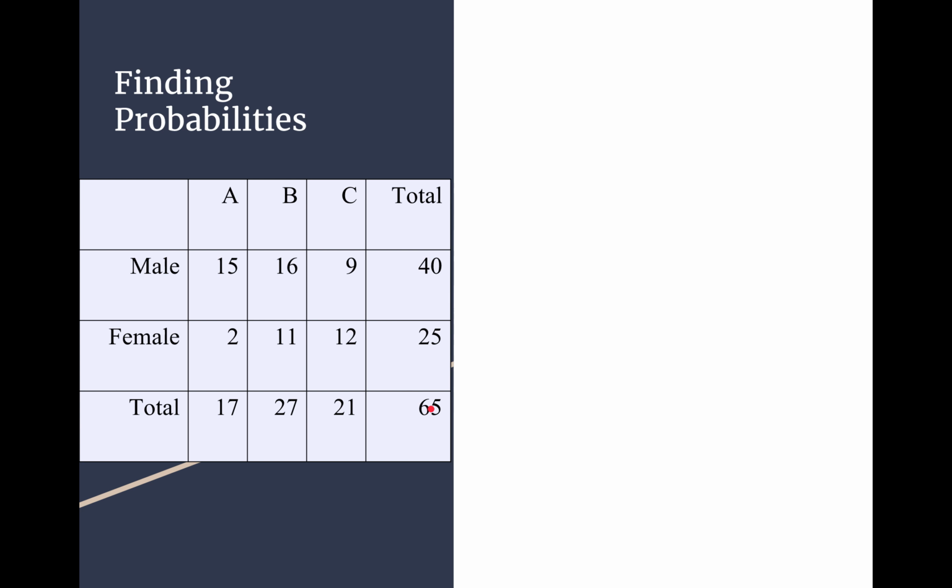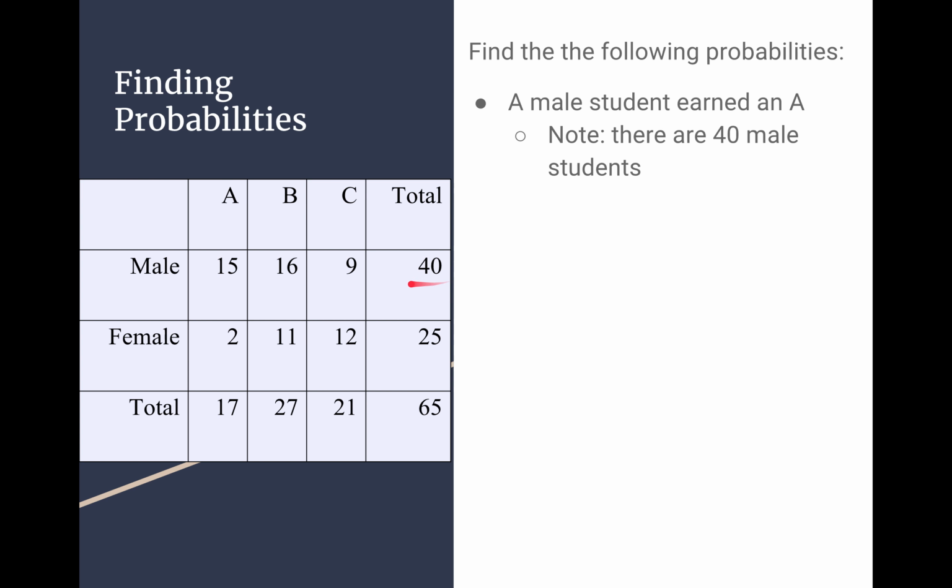A male student earned an A. Well, there are 40 male students, so this is really the pool we're looking at. And out of those 40 male students, how many earned an A? 15. So we have 15 out of 40, which reduces down to 3 over 8.